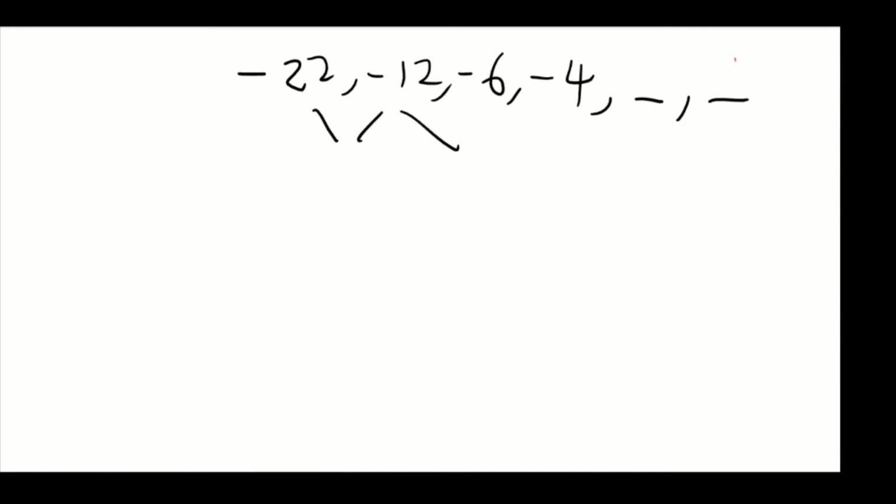So to find the next two terms, we have minus 22, minus 20, minus 12, minus 6, minus 4. So we need the next two terms of the pattern. The first thing we're going to do is find the differences of these numbers. The first difference is 10, the second difference is 6, the third difference is 2.